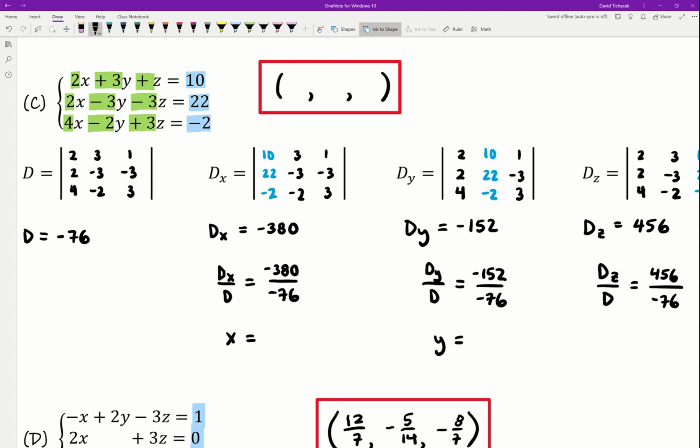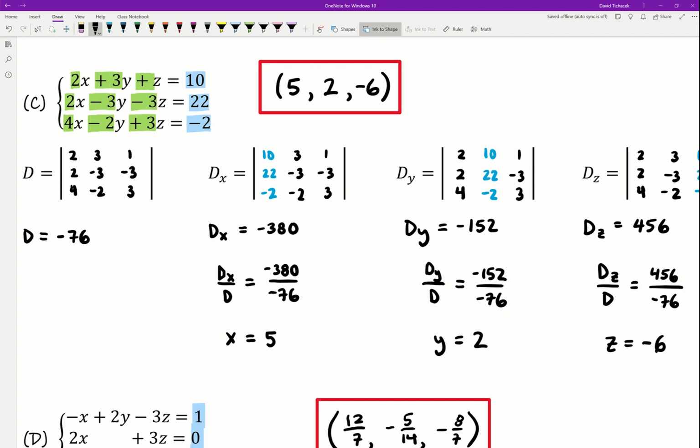And so using a calculator to get all these different results here, let's just go ahead and use my handheld here. I've got my -380 divided by -76 in the case of dx over d. And if I press enter here, I am going to get 5. And so I know that my x-coordinate is going to be 5 in my final answer. For my y-coordinate, I'm going to have my -152 divided by my -76, and of course that is going to give me a value of +2, and so I know that my y value is going to be +2. And in the case of that last one, dz over d, I'm going to take my positive 456 and divide it by -76, and I'm going to get -6 as my result for that.